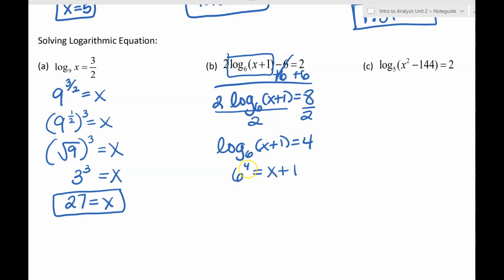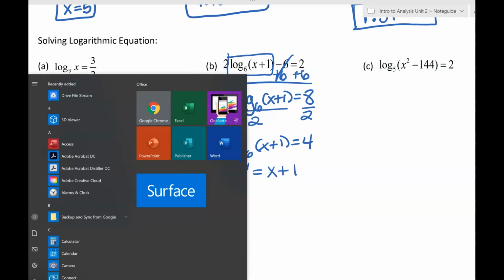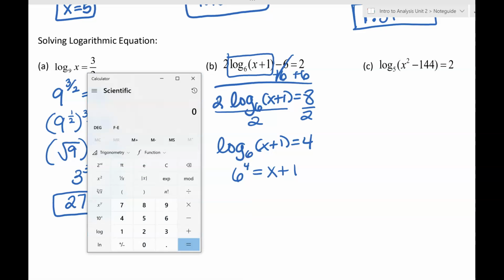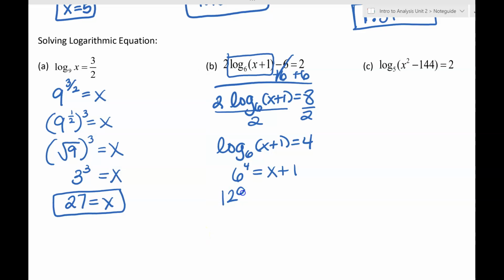And then 6 to the 4th power, that's a little bit big. So I'm going to go back to using my calculator. So let's see, 6 to the power of 4 is 1,296. And then I'm going to subtract 1, and I'm going to get 1,295.